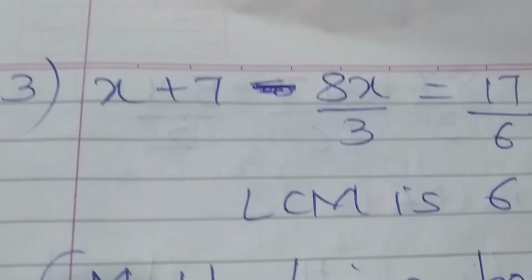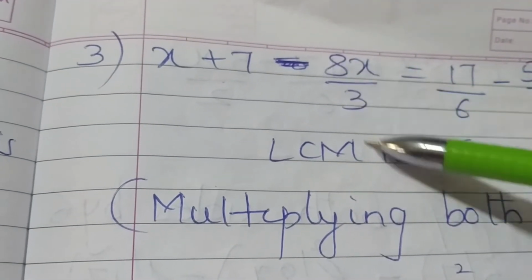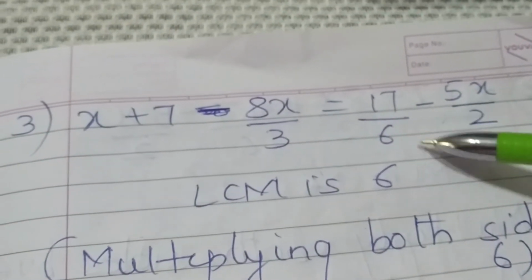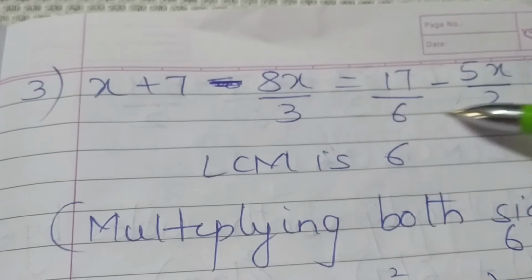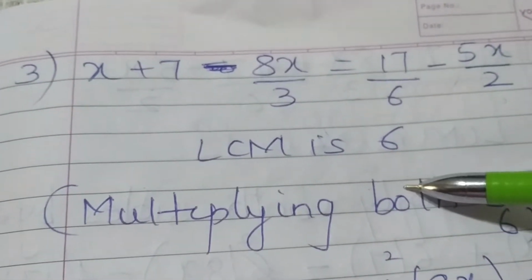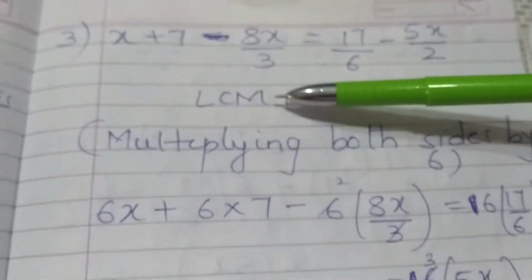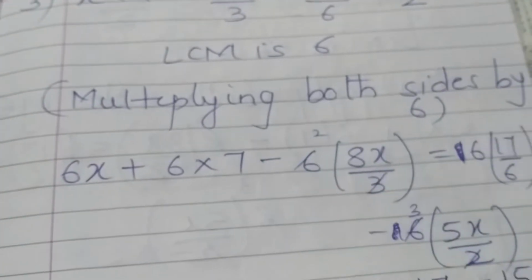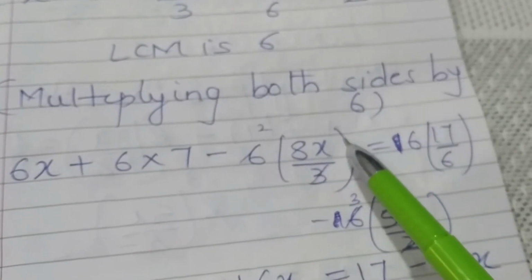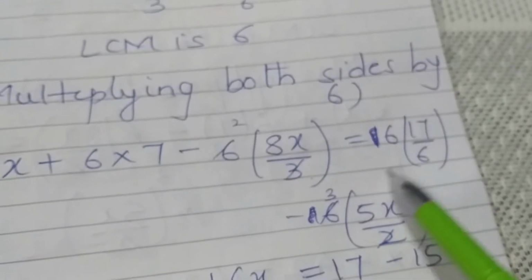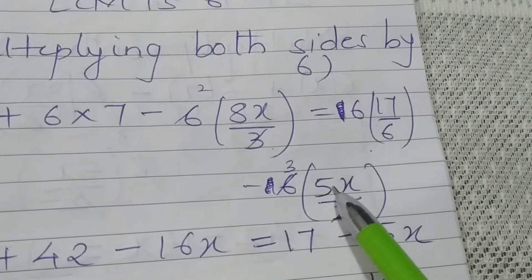Third one, x plus 7 is equal to 8x upon 3 is equal to 17 upon 6 minus 5x upon 2. 3, 6, 2. LCM is 6. So multiply all the terms, both the sides, by 6. Now we are multiplying 6 into x plus 6 into 7 is equal to 6 into bracket 8x upon 3 is equal to 6 into bracket 17 upon 6 minus 6 into 5x upon 2.